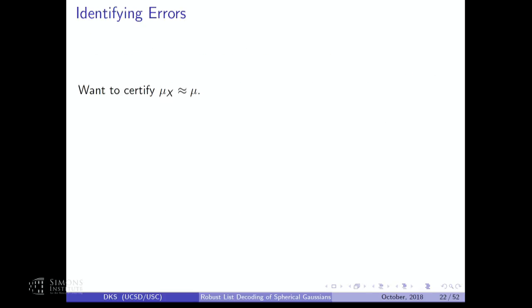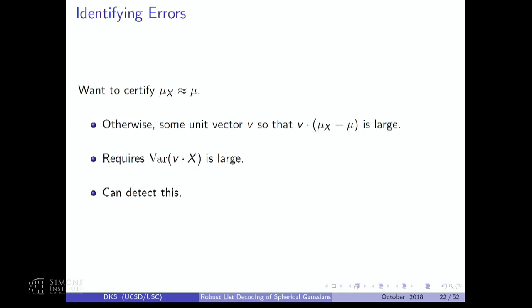And in particular, we're going to want a way to certify that the sample mean is actually close to the true mean. It turns out that there's a good way to do this. If it were not the case that the sample mean and true mean were close, there'd have to be some direction in which they're far apart: some unit vector v such that v dot the difference is large. And for a small fraction of errors to change the mean in some direction by a lot, that actually requires that this small fraction of errors contribute a lot to the variance in that direction. So that means the variance of v dot x is large. And we can detect this.